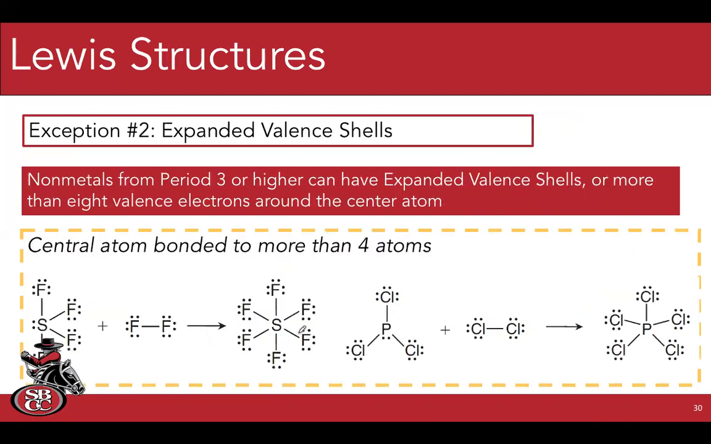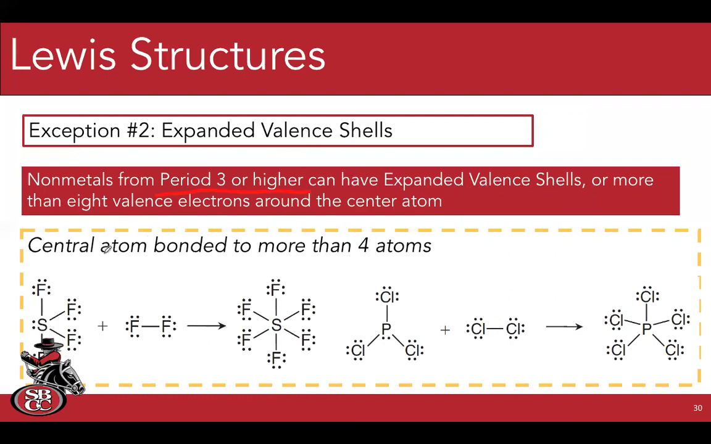The other exception, of course, that we've already been looking at is expanded valence shells. The important thing is that non-metals from period 3 or higher, it has to be period 3. Anything in period 2 can't do this. That's really important, and that allows organic chemistry to kind of exist, due to the fact that period 2, carbon especially, doesn't have access to that d orbital. It can't have more than 8 electrons around the center atom.